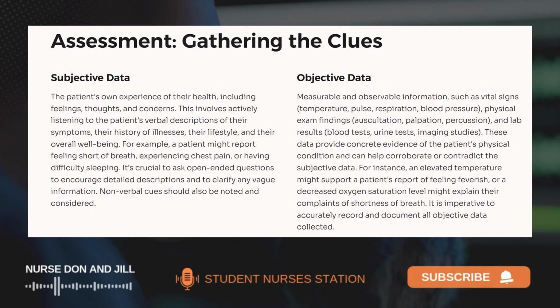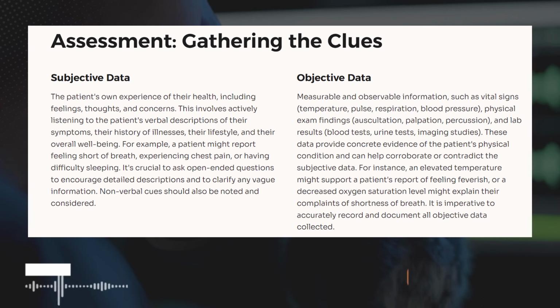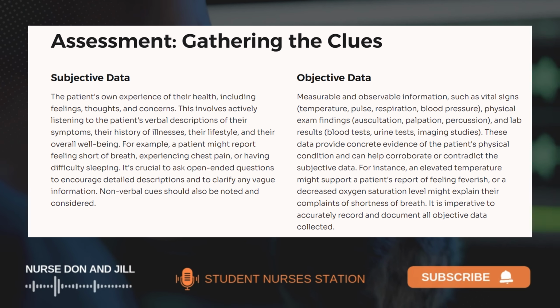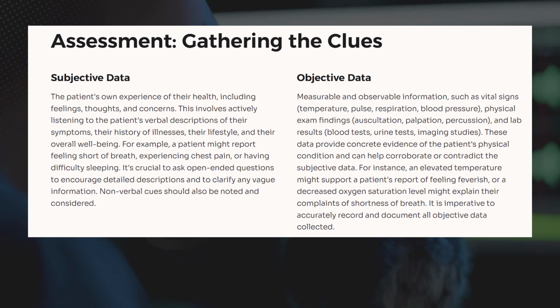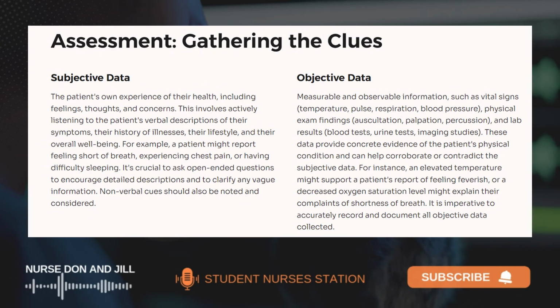Like, for instance, a patient might say, I'm feeling really anxious about this surgery. Okay. Now, that's a subjective cue. We can't measure anxiety on a scale, but it's a crucial piece of information. Absolutely. And then we have the objective data, the things that we can measure. The measurable things we can observe, like vital signs, physical exam findings, lab results, all those pieces of the puzzle.